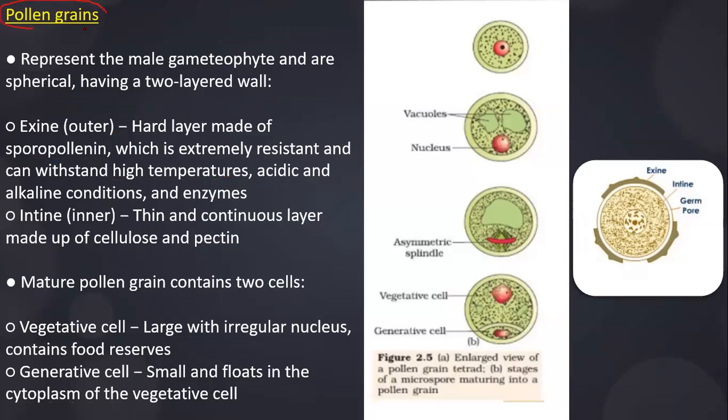So it results in the formation of pollen grains. So what is a pollen grain? A pollen grain is not the male gamete. A pollen grain is the male gametophyte.